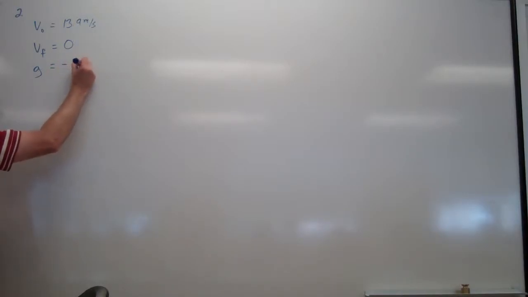What else do we know? The final velocity is 0. Yep, final velocity at our highest point is going to be 0. And so we also said we know our acceleration is going to be what? 9.8 meters per second squared. So what are we looking for here? Delta y.